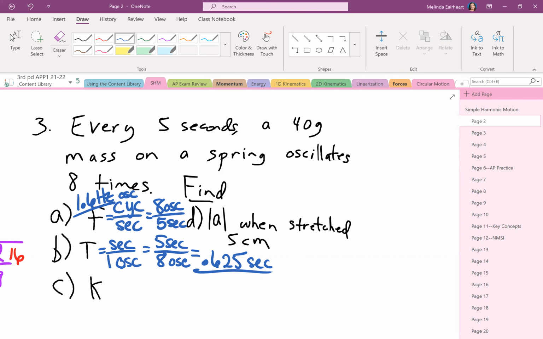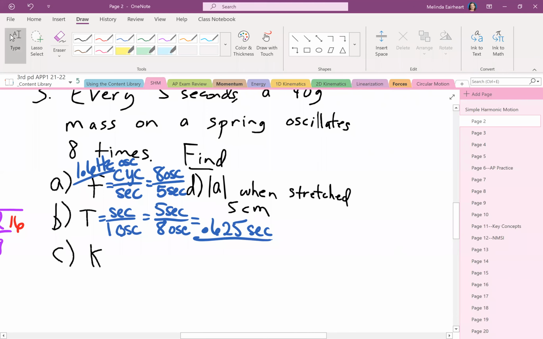And then they gave us the mass. We did not need mass for frequency and period here. Now the period and the mass both do appear in our period of a spring equation, and that's what we're going to use now to find the spring constant. And so we had Ts equals 2 pi times the square root of m over k. We're trying to isolate k.